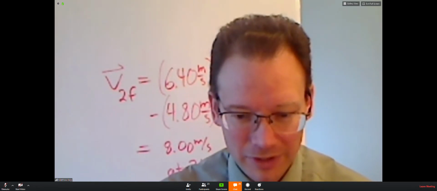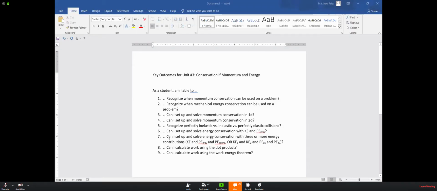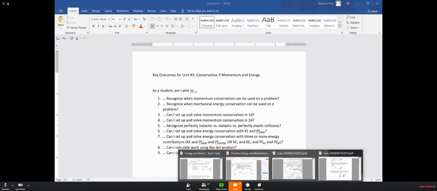I'm going to very briefly show you an example of number 7 on this Word file. Can I set up and solve energy conservation with 3 or more energy contributions? The standard problems are like bullet point 6. Can I do conservation of energy with KE and PE? Just 2 energies. But the more interesting next step is, can I keep track of 3 or 4 or more energy contributions? KE, PE gravity, and PE spring. Here is an example of that.